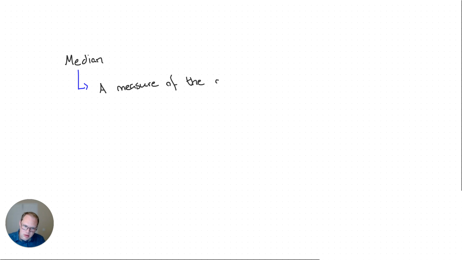There's one other measure of position that we need to talk about, and that's the median. The median measures kind of the center of the data. What the median does is it splits the data into two groups. So you have 50% that are above the median and 50% of data values that are below the median.